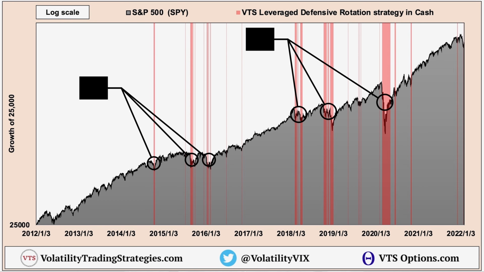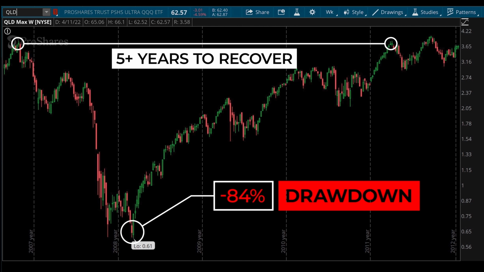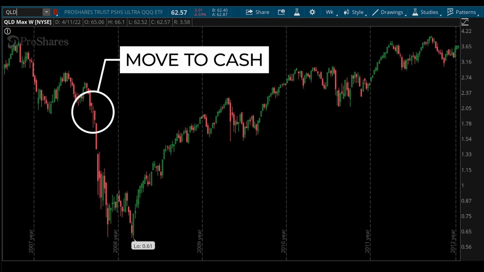Here's an overlay, and all those red periods are when the defensive rotation strategy was in actual cash. The underlying black line there is the S&P 500. And we can see that we do have to move to full cash during those larger market declines. Now, sometimes they bounce back quickly in this buy the dip environment, but like I said, there's going to be a time in the future when it really doesn't. And that's when we get to feel like a rock star for avoiding the worst of the crisis.